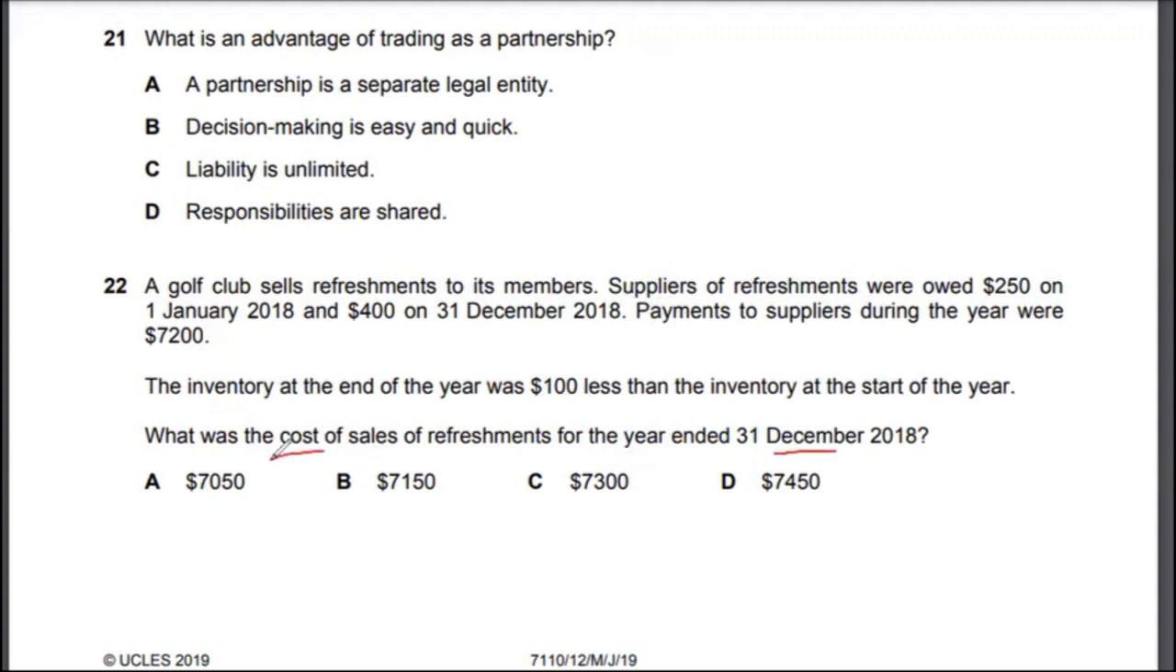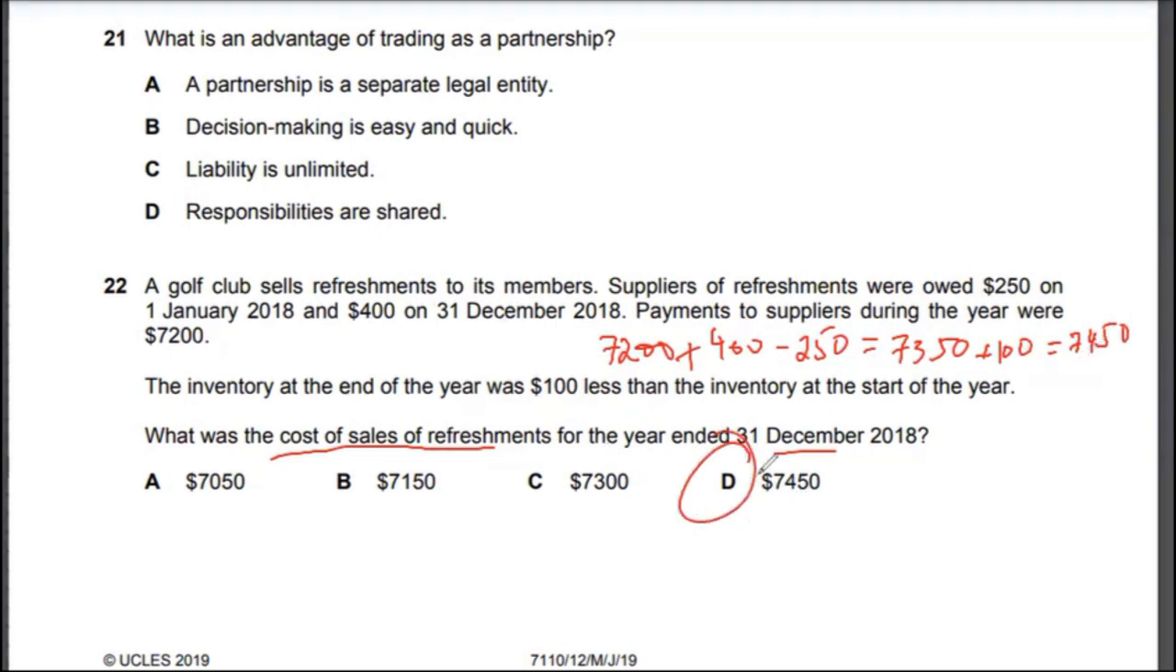Right, so you have to calculate the cost of sales of refreshments. The payments made to suppliers were $7,200. The company owed $400 at the year end, so you will have to add that and then minus the beginning owed, which is $250. This comes out as $7,350. In addition, we will have to make this adjustment of $100, and we'll have to add this $100 to $7,350. And the correct answer would be 7450, which is option D. So the correct answer to multiple choice 22 is option D.